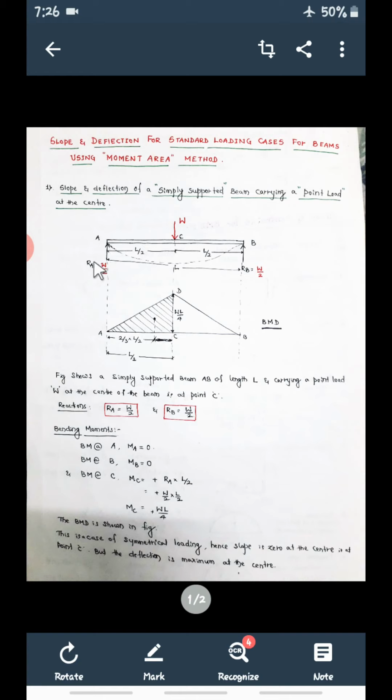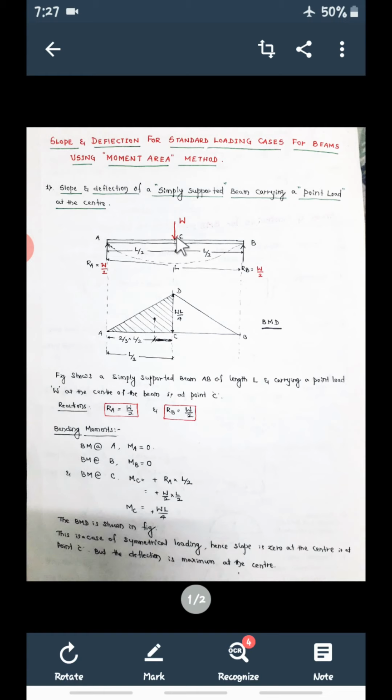Bending moment at A is equal to RA into the perpendicular distance. What is the perpendicular distance between RA and A? Since RA is passing through A only, the bending moment at A will be 0. Similarly, the bending moment at B will again be 0, that is, RB into perpendicular distance is 0. So the bending moment at B is also 0.